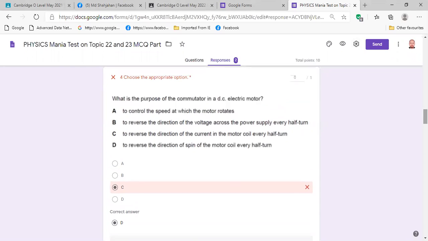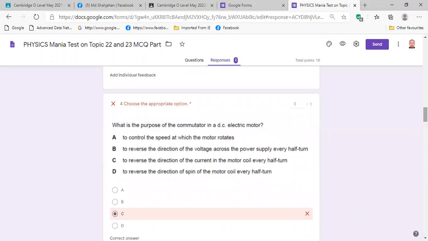Here it's written, what is the purpose of the commutator in a DC electric motor? So here we got the answer C from you, to reverse the direction of the current in the motor coil every half turn. Yes, sir. Because the flow of the current and the magnetic field decides the motion.